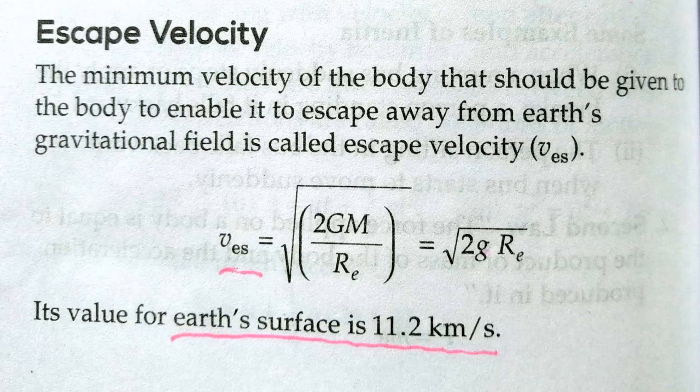That means escape velocity is equal to square root of 2 capital GM by R, that is equal to root of 2 small g R e. The value of escape velocity for the Earth's surface is 11.2 km per second.